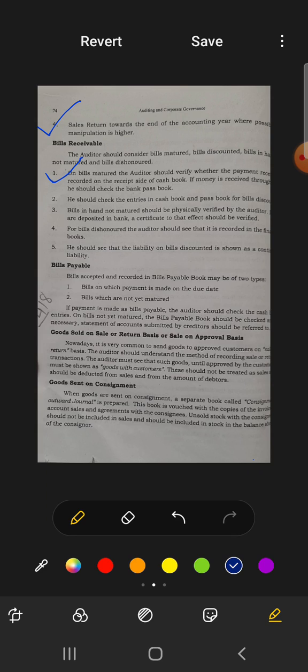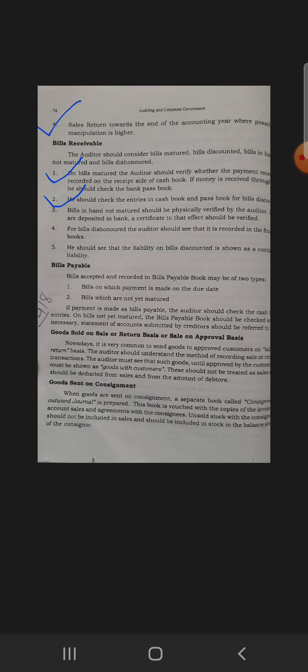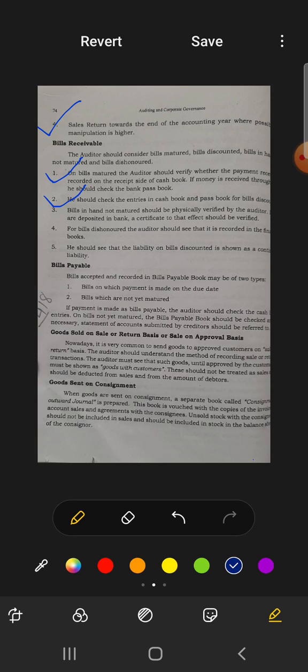The second one is he should check the entries in the cash book and the passbook for the bills discounted. While making the bills discounted, the auditor should check the passbook of the bank and the cash book. The third point is bills in hand not matured should be physically verified by the auditor. If they are deposited in the bank, a certificate to that effect should be verified.